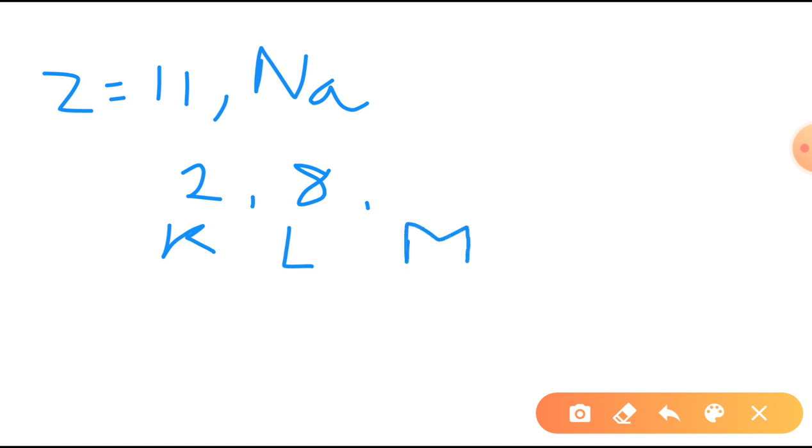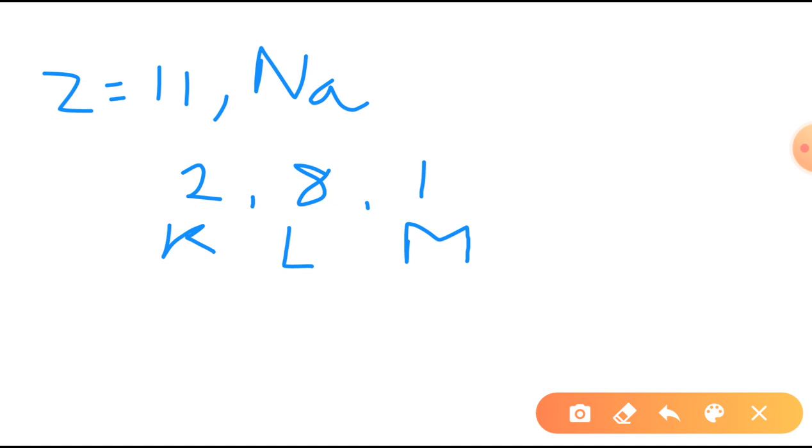Now in this M shell, how many electrons can you place? 2 and 8 total 10, and you have just one more electron, so you will place 1 in the M shell. So this is the law. We have to start from the very first shell. Once it gets filled, then we will move to the other shell.